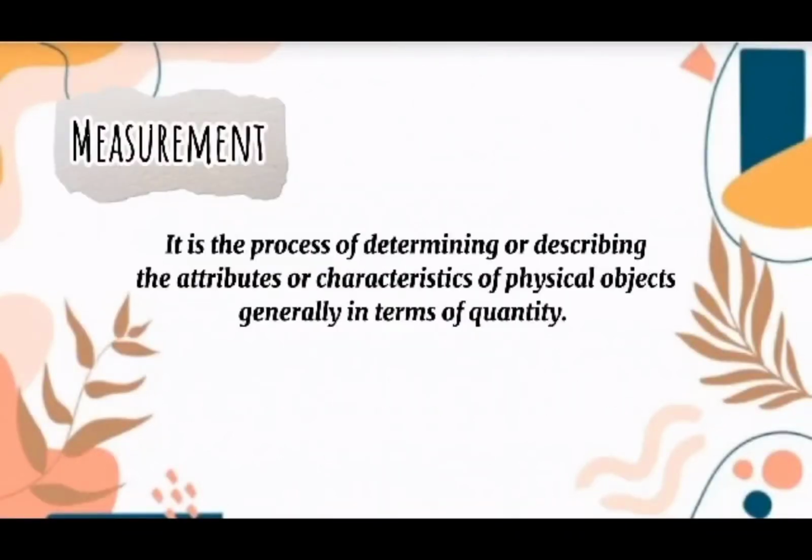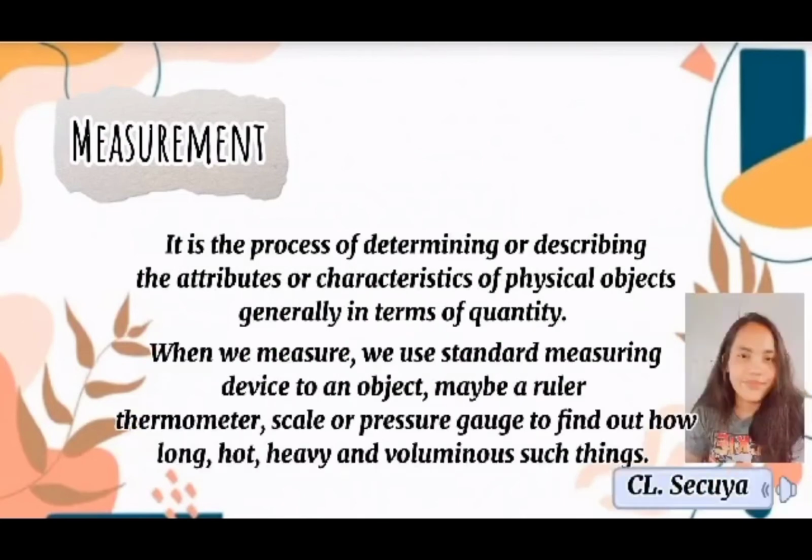So, measurement. It is the process of determining or describing the attributes or characteristics of physical objects, generally in terms of quantity. When we say measurement, we use standard measuring devices on an object, maybe a ruler, thermometer, scale, or pressure gauge, to find out how long, hot, heavy, and voluminous such things are. Sometimes we can measure physical quantities by combining directly measurable quantities to form derived quantities.